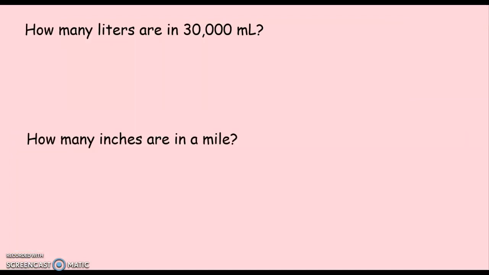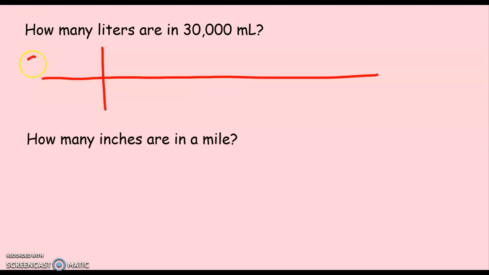All right, so if I am working at how many liters are there in 30,000 milliliters? Okay, I'm going to start by drawing what I call a ladder. We're going to start with a line across and we're going to put a line straight down. What I do know is 30,000 milliliters. And the question becomes, how many liters do I have? Well, that's what I don't know.